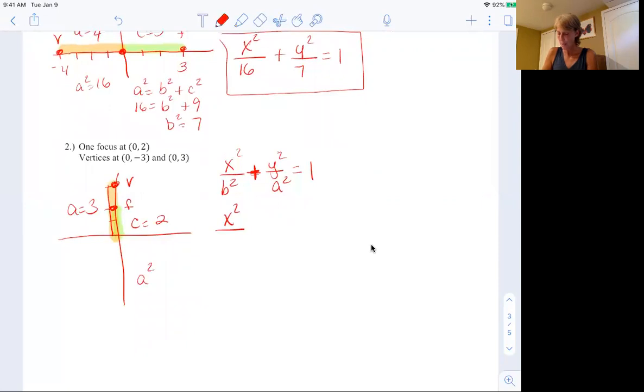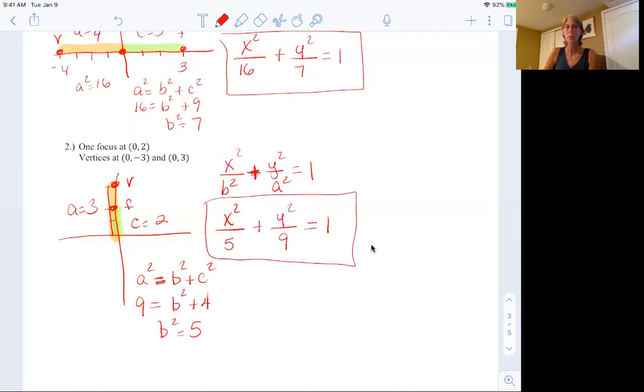So now going back, a squared equals b squared plus c squared. I knew I was doing something wrong. I was just not stopping myself. I have 9 equals b squared plus 4. So b squared equals 5. X squared over 5 plus y squared over 9 equals 1. And there's your final version.